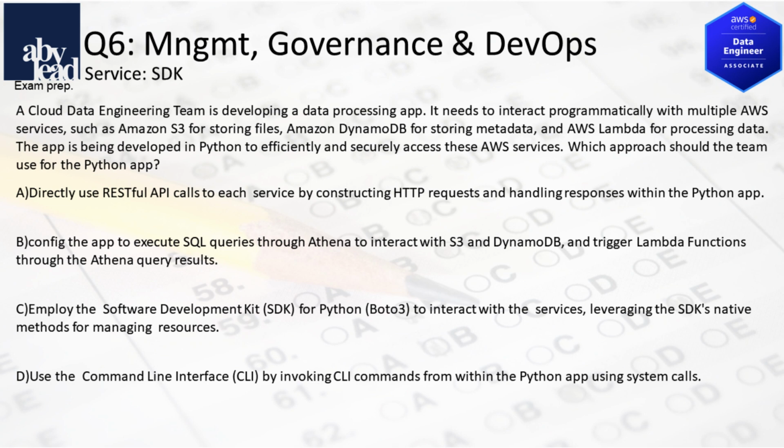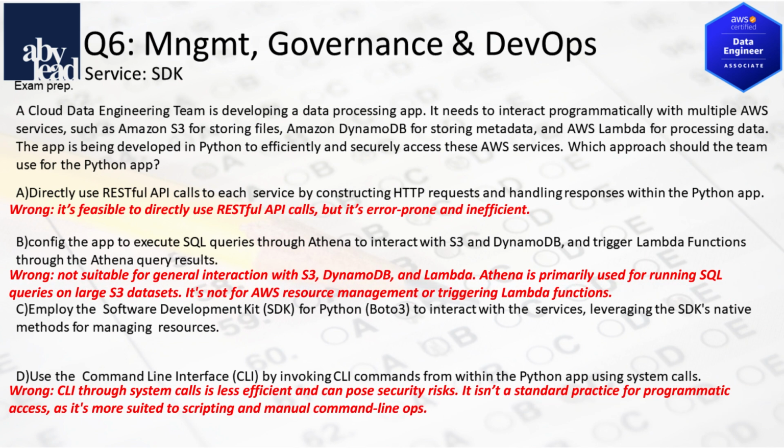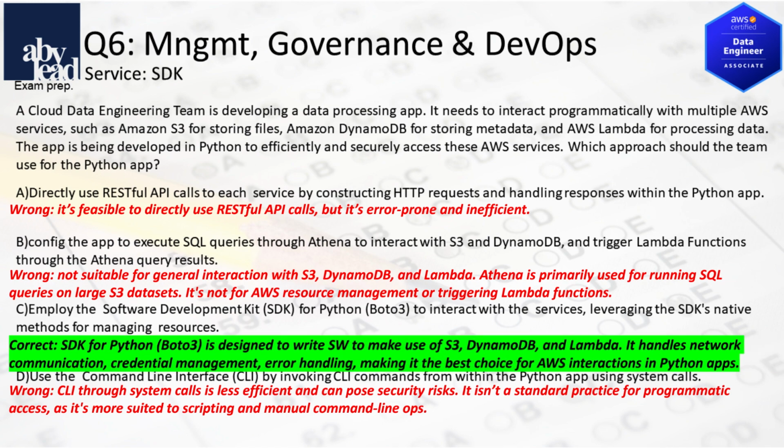Question 6. Your data processing app in Python needs to programmatically interact with multiple AWS services. Not suitable at all is using Athena queries. Event-based RESTful API calls are error-prone and inefficient for internal processing, and CLI through system calls poses even security risks. Correct is to use the SDK for Python, Boto3, to write software for the use of AWS services.